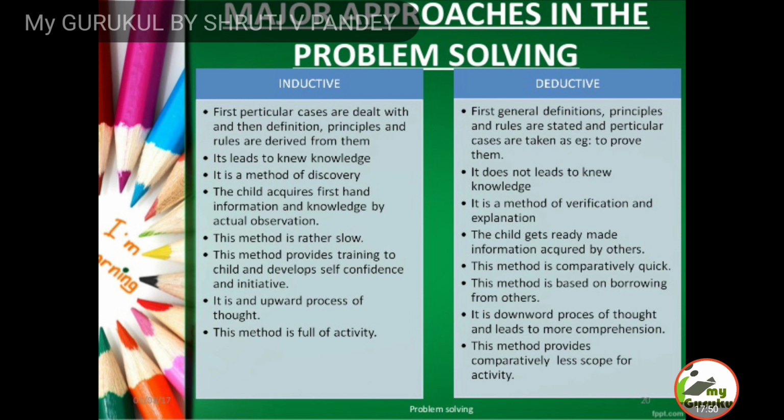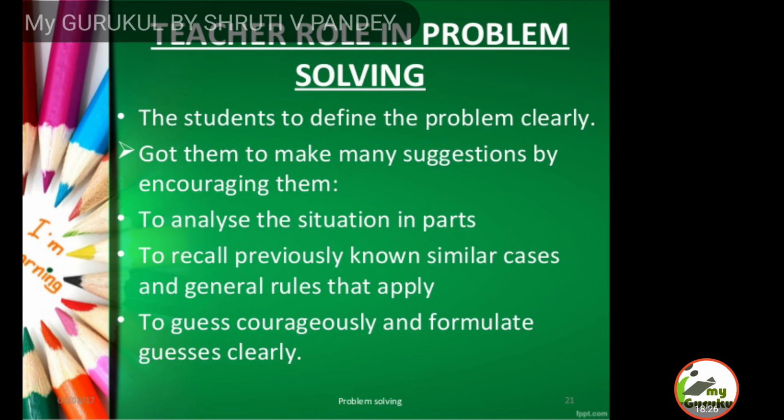In the inductive method, the method is rather slow, but deductive is comparatively quick. Inductive method provides training to the child and develops self-confidence and initiative. Deductive method is based on borrowing from others. Inductive method is an upward process of thought, but deductive method is a downward process of thought and leads to more comprehension. Inductive method is full of activity, but deductive method has less scope for activity.